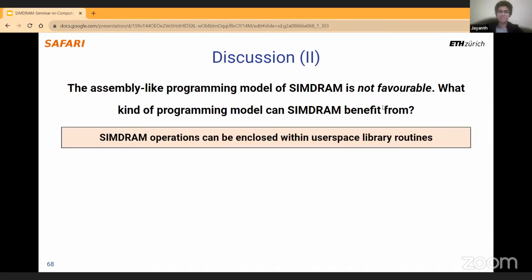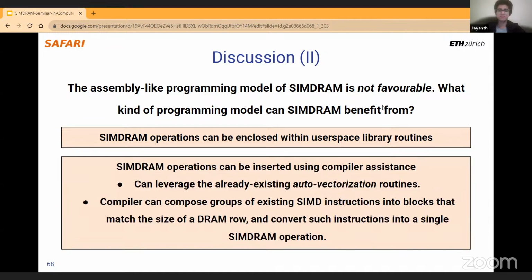Okay, so this was discussed in the paper. SIMDRAM operations can be included within user space library routines. So this will basically ease the programmability, and it also would give the programmer a chance to transparently optimize the SIMDRAM execution. Another way would be using compiler assistance. All compilers today have auto vectorization support, so probably something like this could be implemented for SIMDRAM as well.